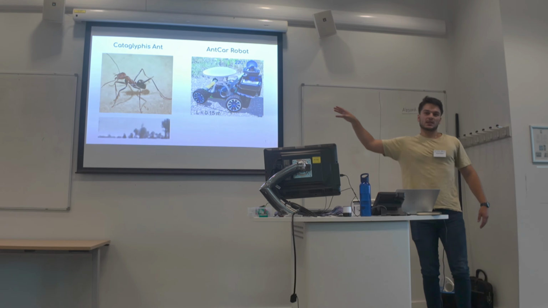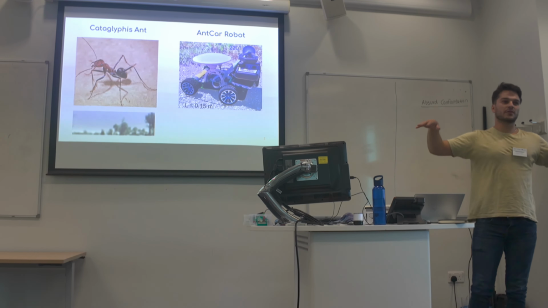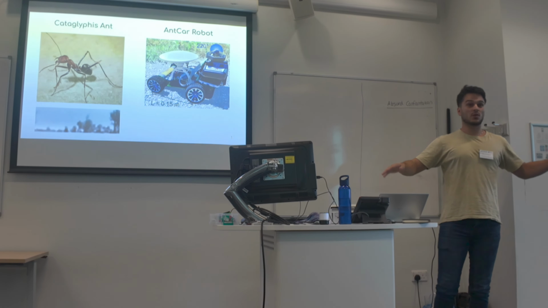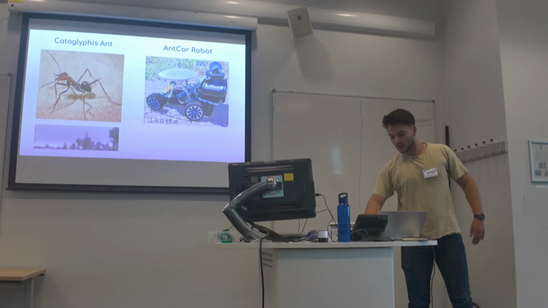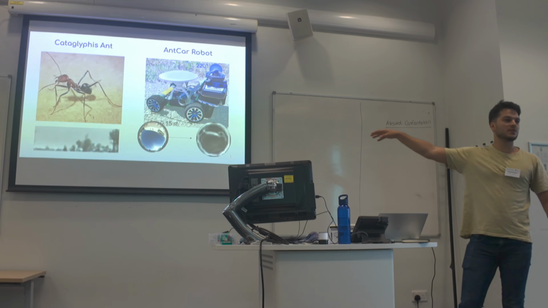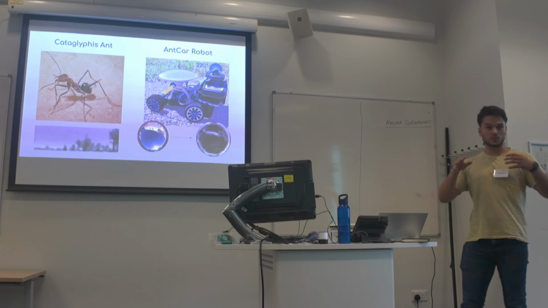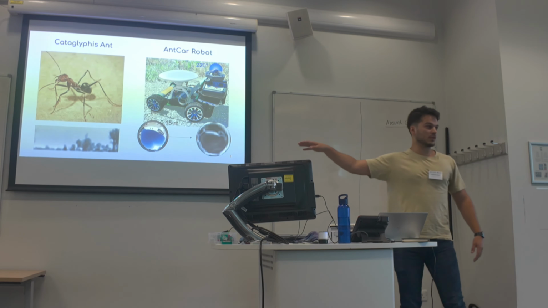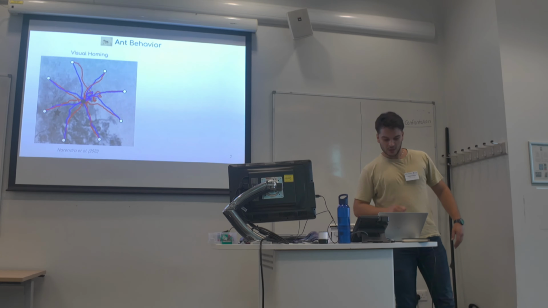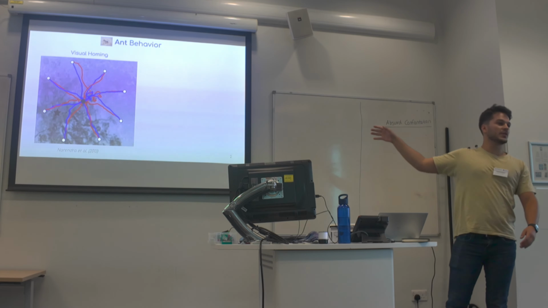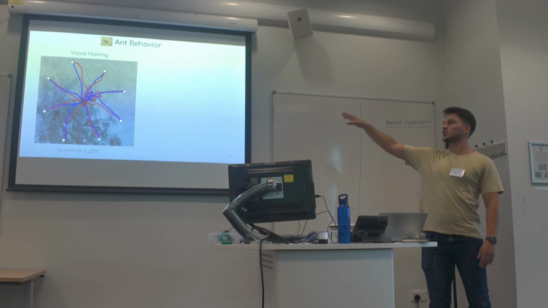So this ant's eye has a kind of panoramic field of view with extremely low resolution. And my robot has a similar panoramic field of view, with a different perspective, but with really tiny visual resolution as well. And the thing is, what kind of behavior am I studying? I'm studying the visual homing part.